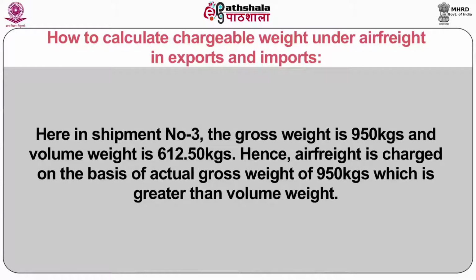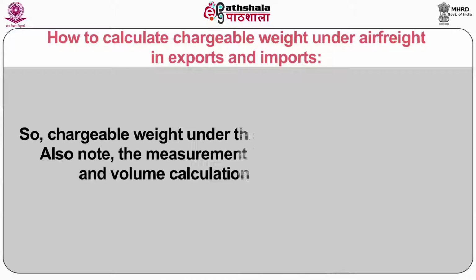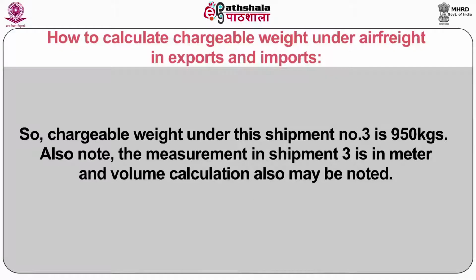Herein, shipment number 3, the gross weight is 950 kgs and volume weight is 612.50 kgs. Hence, air freight is charged on the basis of actual gross weight of 950 kgs, which is greater than the volume weight. So, chargeable weight under this shipment number 3 is 950 kgs. Also note that the measurement in shipment 3 is in meter and volume calculation also may be noted.